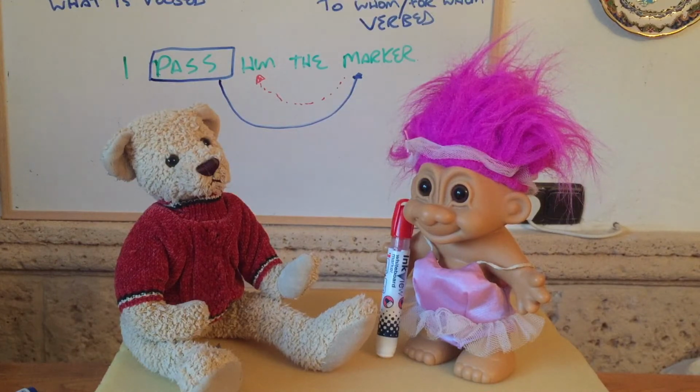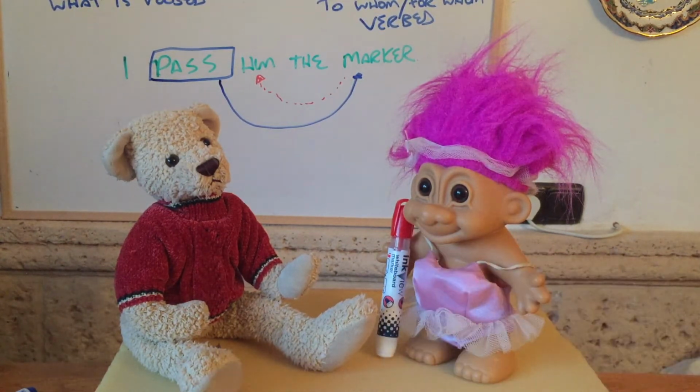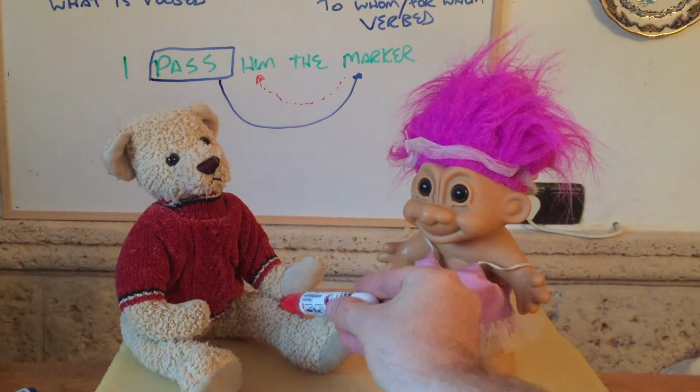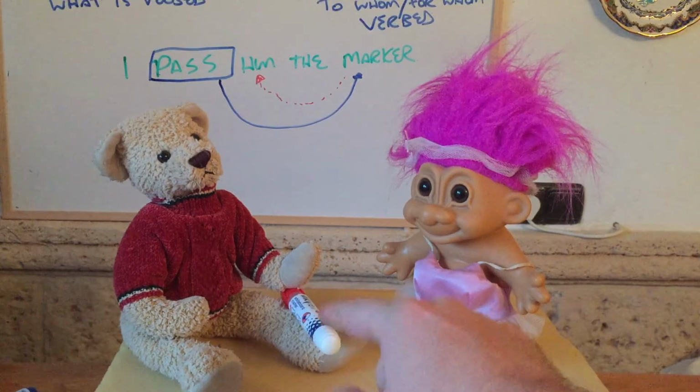Another way to think about direct and indirect objects is what is directly touched and what is indirectly touched by the verb. So here we have Beatriz, and she is touching the marker. She's directly touching the marker. When she passes the marker to her friend Gustavo, Gustavo now has the marker. Gustavo is directly touching the marker.